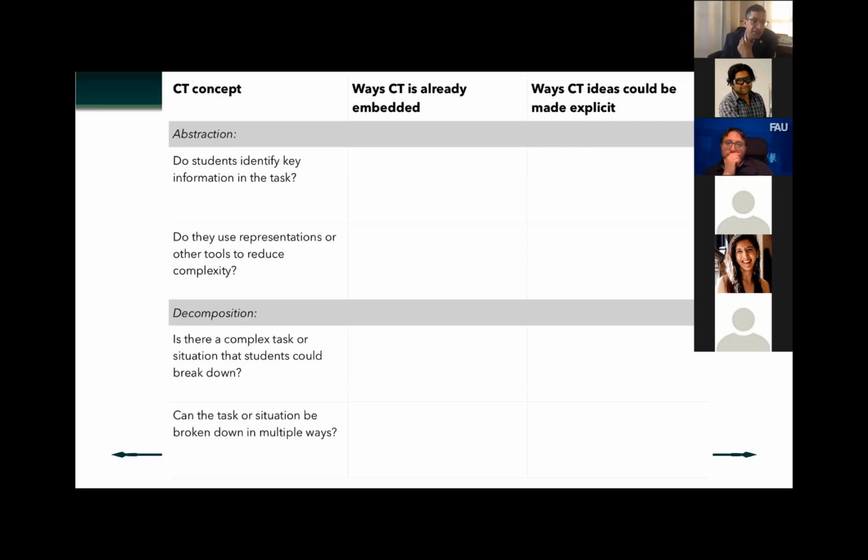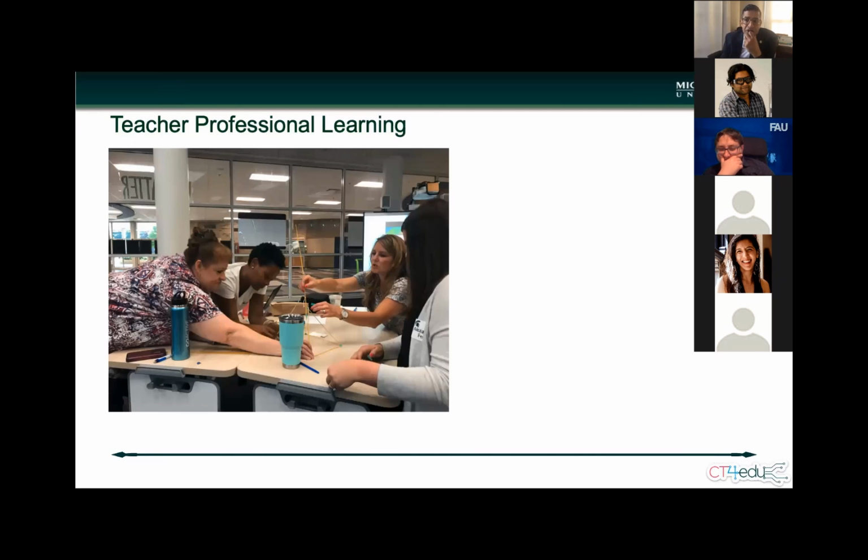We work with teachers to co-design lessons where we ask them to think about ways CT might already be embedded in those lessons and ways it could be made explicit in those lessons. In our professional learning, we engaged our teachers as learners to introduce computational thinking ideas. So we both use non-content based, just generic CT activities using both unplugged and plugged tasks, so they get to experience what it means to think computationally.